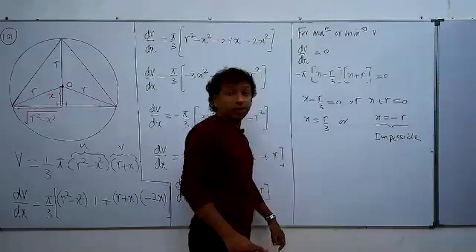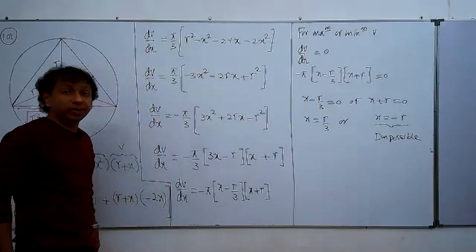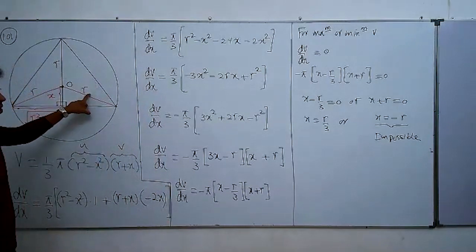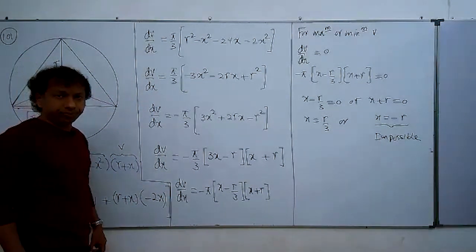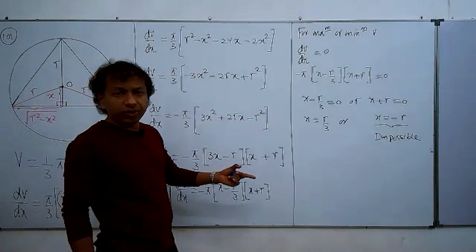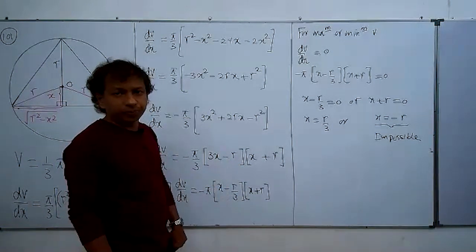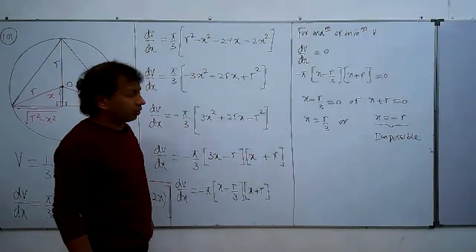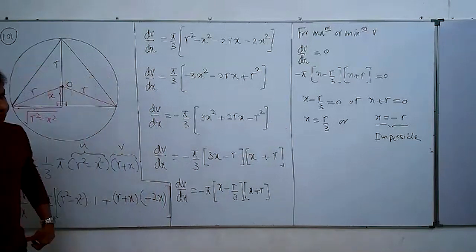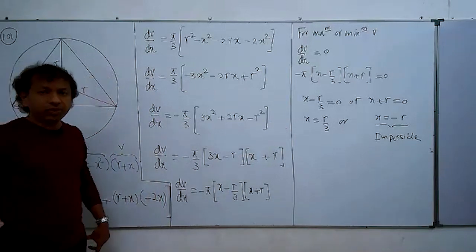Why? x equals minus r is impossible. The reason is x is a length, r is also a length. Then x is negative, meaning the length will be negative. Therefore, x equals minus r is impossible. We reject that. Then x equals r by 3.